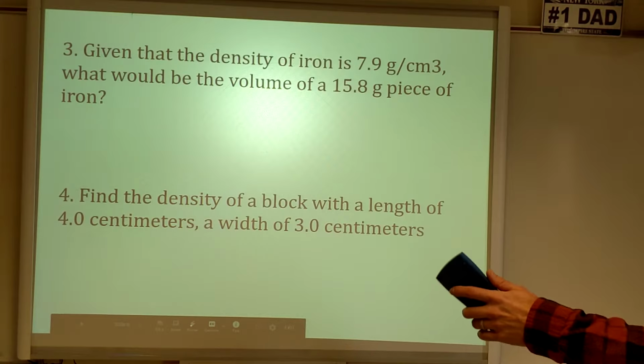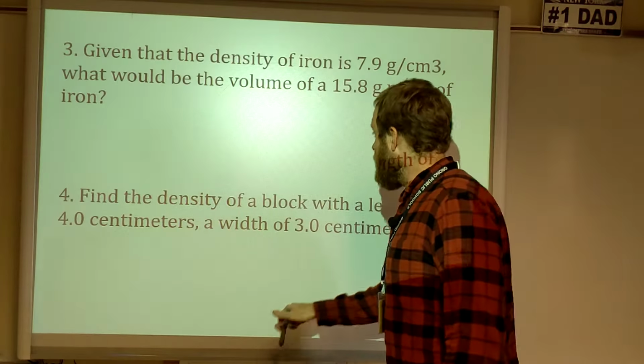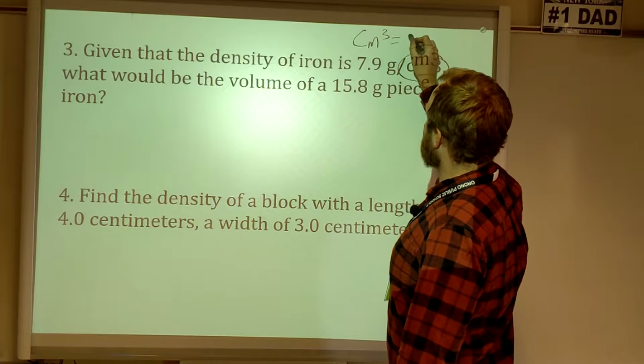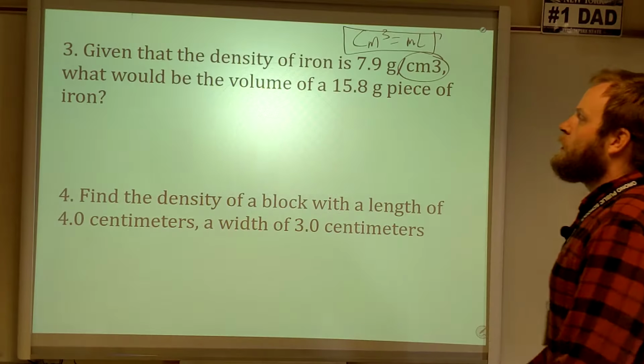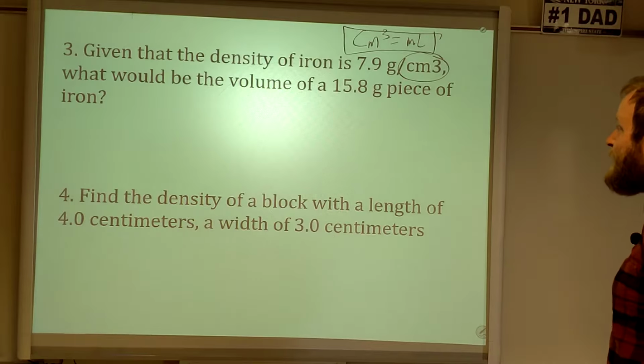3, given that the density of iron is 7.9 grams per cubic centimeter. I should probably tell you this too. Cubic centimeters is the exact same as milliliters. They are the same. So given that the density of iron is 7.9 grams per cubic centimeter, what would be the volume of a 15.8 gram piece of iron?